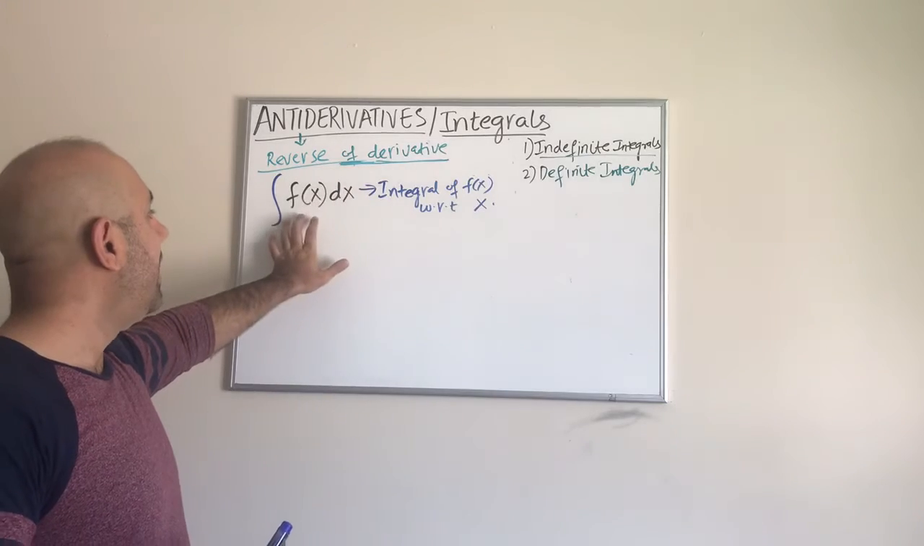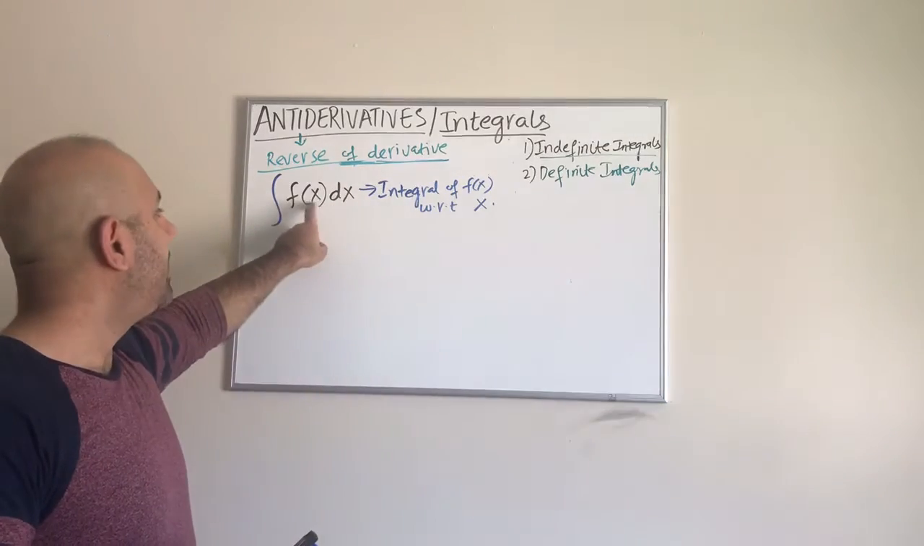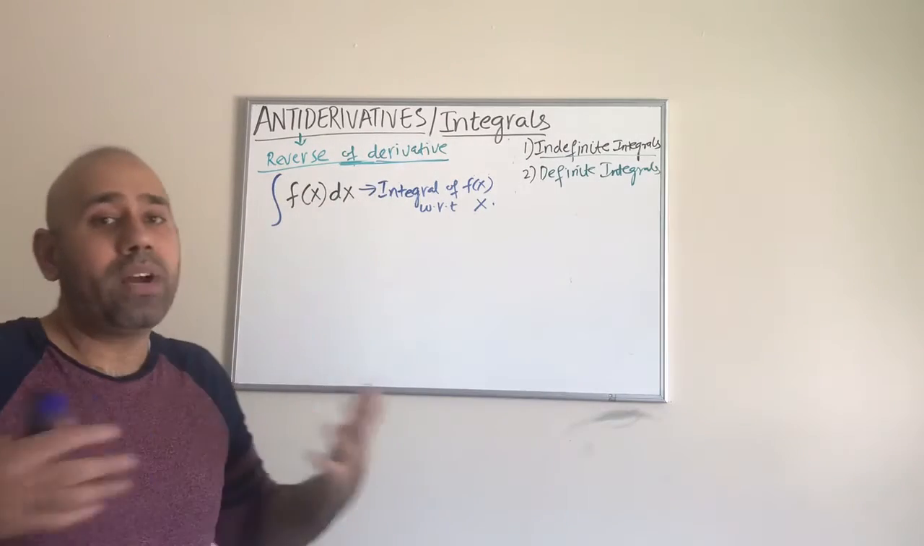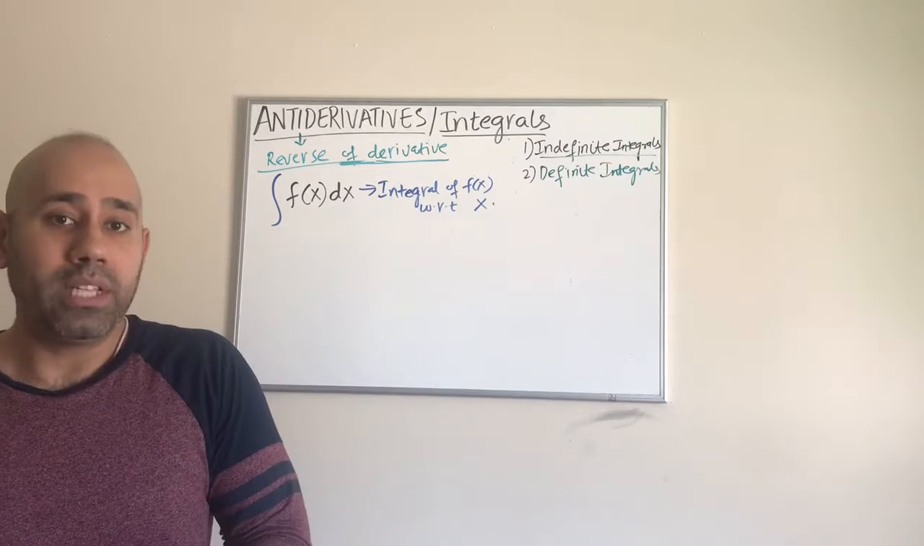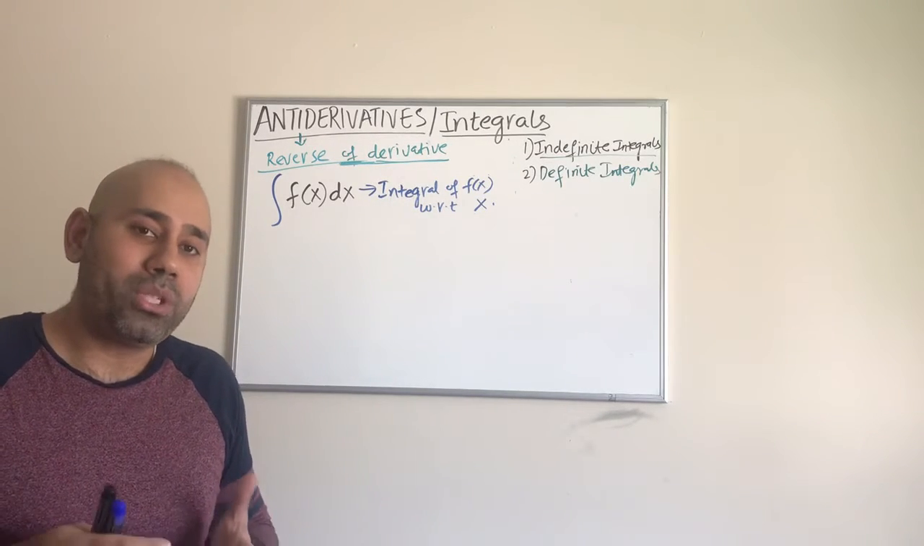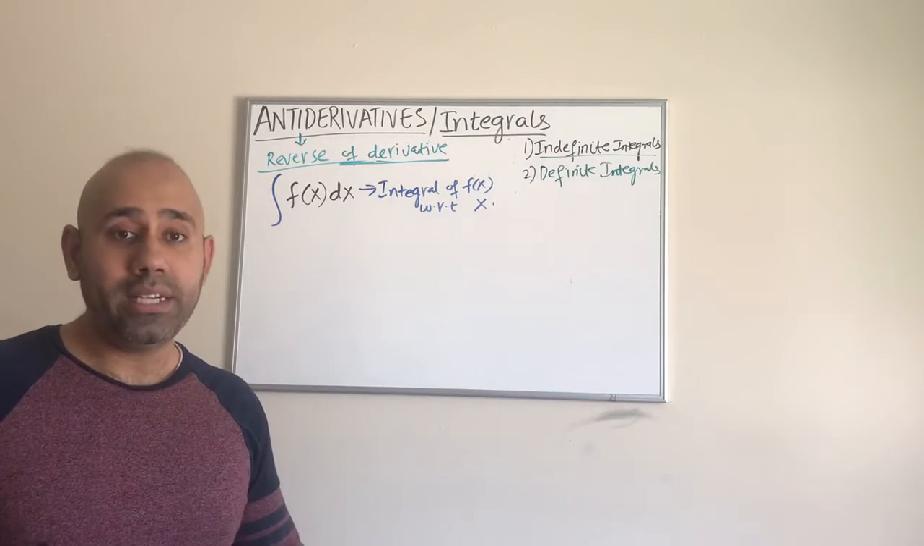In this case, f of x is the function that we're trying to find the integral of. Since the function is in terms of x, we are integrating also with respect to x. If the function is in terms of y, then it would be with respect to y. There are many things that can happen here, but to begin with, most of the time you will have to integrate or find the antiderivatives with respect to x.